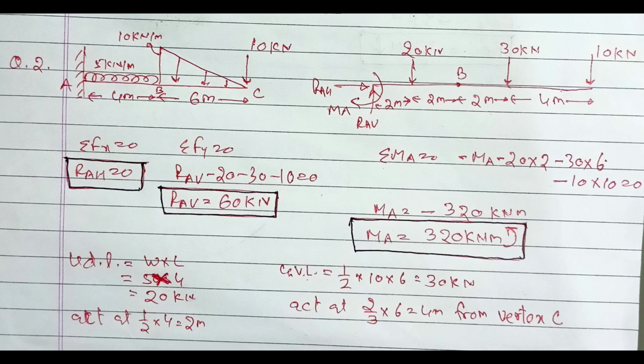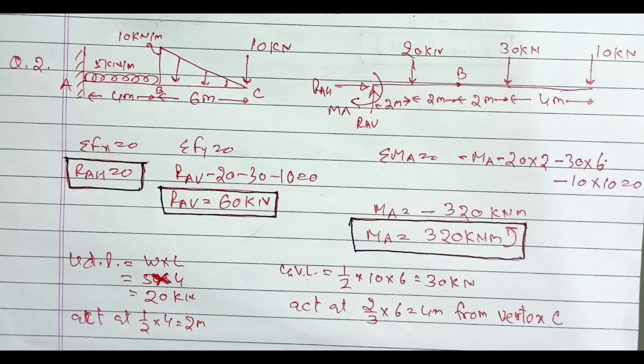Now once we have drawn the free body diagram, we can apply the conditions of equilibrium. First equation, sigma Fx equal to 0, that will give you RAH equal to 0. Second equation, sigma Fy equal to 0, it will give you RAV minus 20 minus 30 minus 10 equal to 0.